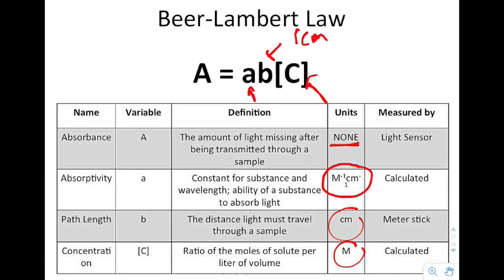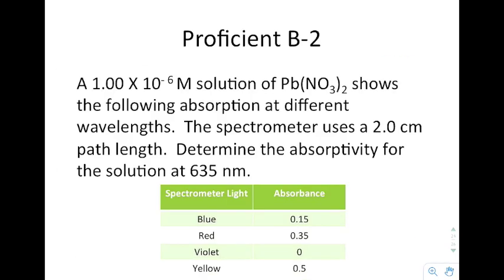Absorbance is a ratio. So if it's saying something like, I put out 100 light and now there's only 40, the absorbance is 0.4. It's a ratio. Because of that, there are no units. It is measured with a light sensor, though.